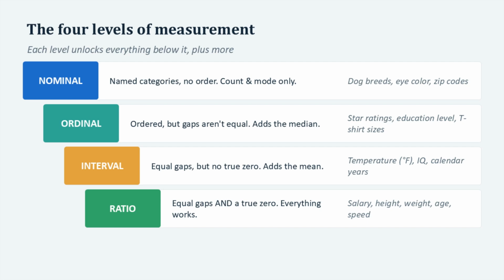So the 4 levels are nominal, ordinal, interval, and ratio. Learn them in that order, because each level unlocks one more thing you're allowed to do with the data. And if this doesn't completely click yet, don't worry, that's normal. The next slide is going to give you a cheat sheet that makes the whole structure much easier to see.